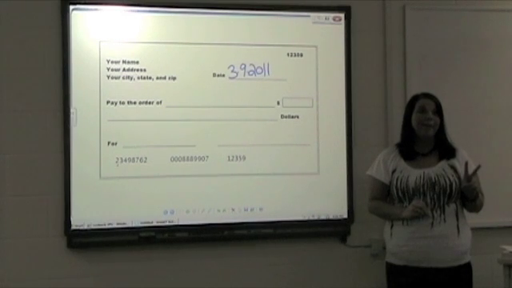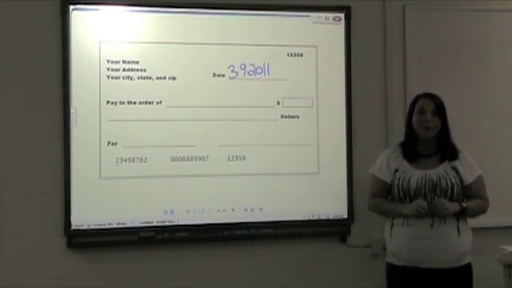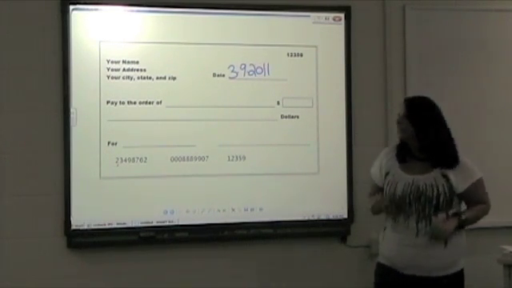Our second step is to fill in payable to. This is to who the check is going to. For our case today, we will use the electric company.